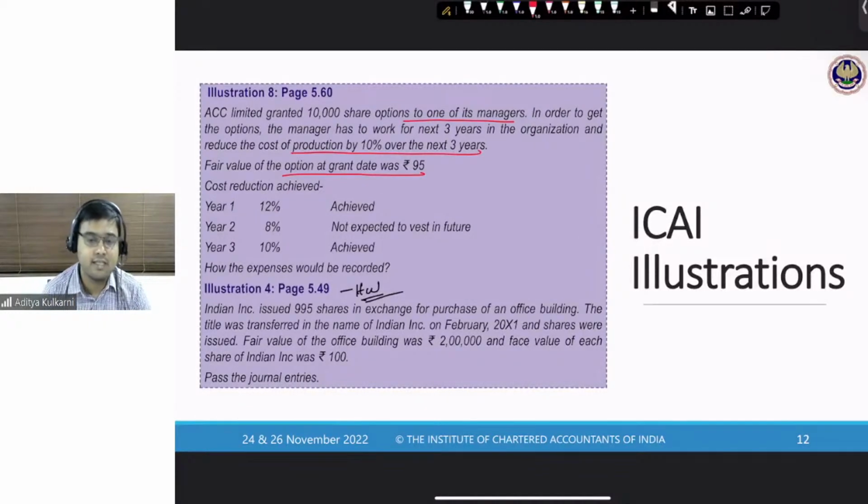Cost reduction achieved in year 1 is 12%. You are expecting it to be achieved at the end of 3 years. Year 2, it is 8%. And when it is 8%, you will expect not to vest in the future. So whatever you have calculated, you will reverse that. Year 3, it is actually getting achieved. So therefore, whatever you reversed, you will then automatically bring it back again. So how would these expenses be recorded? So what is this? This is a service condition with a performance condition. Which performance condition? Non-market linked. Do I have to consider that? Yes, you have to consider that.